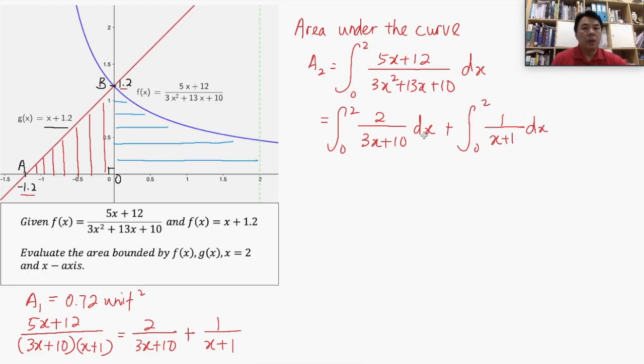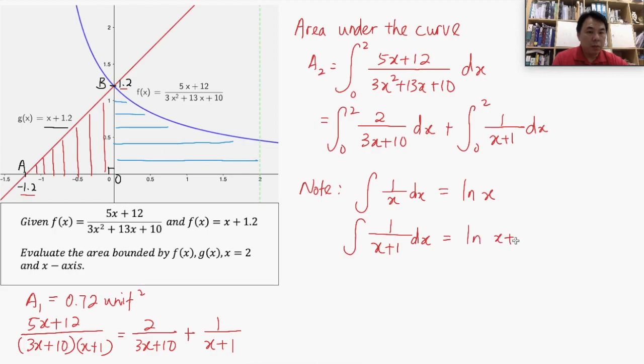Okay, so we can use a divide and conquer strategy to integrate this rational function by using its partial fractions format. Now, just to recap, just a note here. I'll write it down and then erase it. We knew that integrating 1 over x would yield ln x, and therefore integrating 1 over x plus 1 would yield ln x plus 1 here.